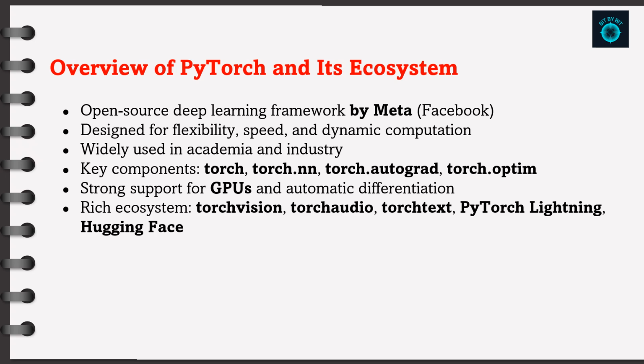The ecosystem includes helper libraries like Torch Vision for image data, Torch Audio for speech and sound, Torch Text for natural language processing, PyTorch Lightning for easier training loops, and integration with Hugging Face for using transformer-based models. Together, these tools make PyTorch a complete and powerful platform for deep learning.